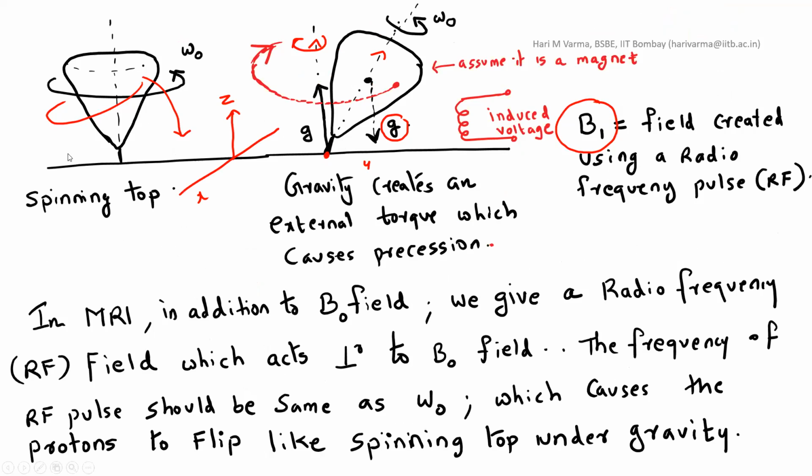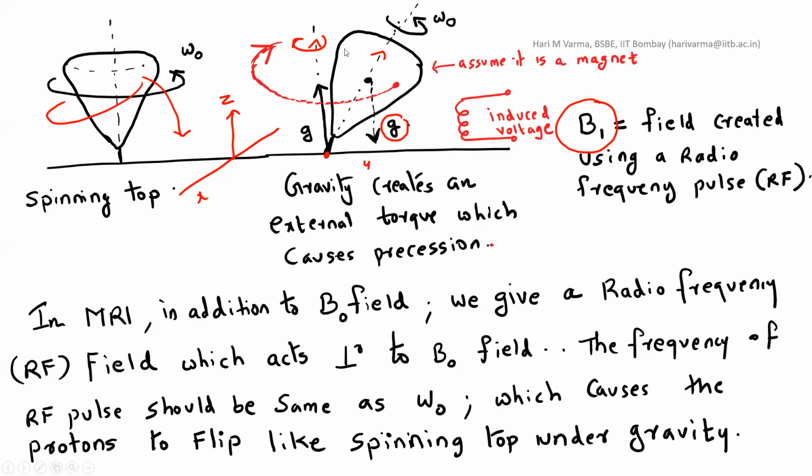This spinning top exerts a force on the ground, and there is an equal and opposite reaction from the ground upward, right? It depends on how much weight it is giving down. It will give a force up. At the same time, the weight will also act from the center of mass downward, which is where the gravity is acting. So these two forces are equal and opposite, and they form a torque. Because of this torque, the spinning top will start precessing.